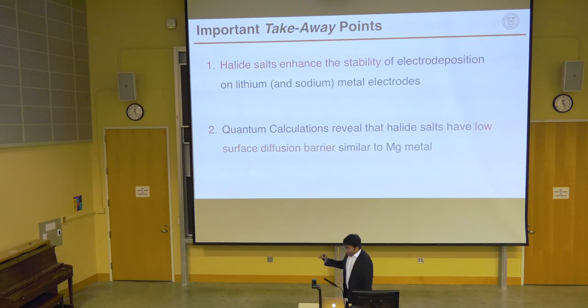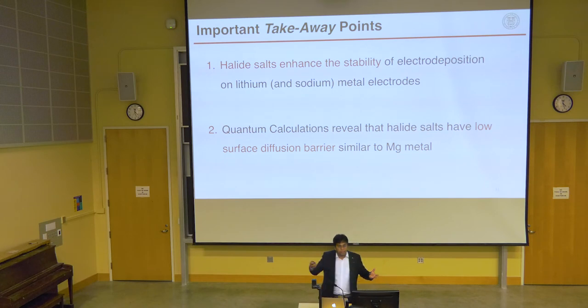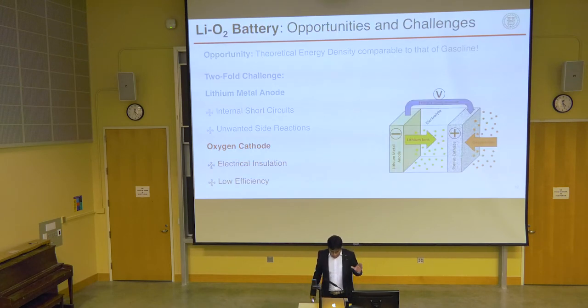So the important takeaway from this part is that halide salt enhanced the stability of electrode deposition in lithium, and we have also done experiments with sodium as the same principle works. And also the quantum calculations indeed reveal why magnesium doesn't form dendrites, and that can translate to lithium metal batteries as well. So this is about the lithium metal.